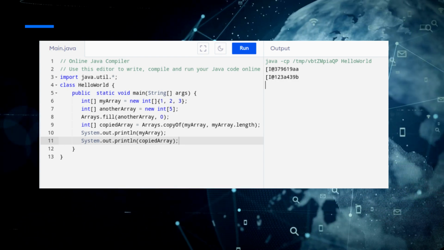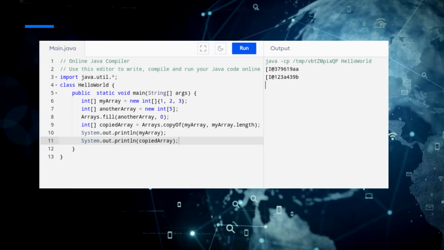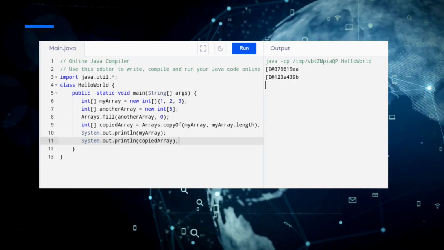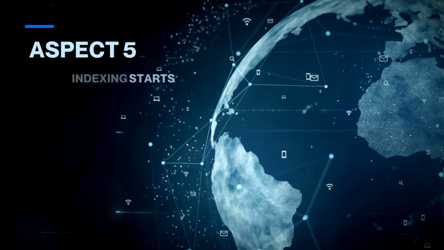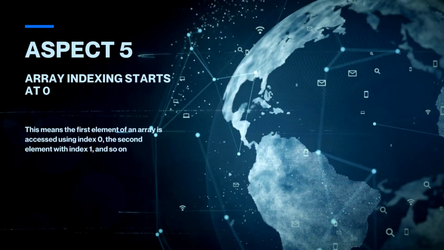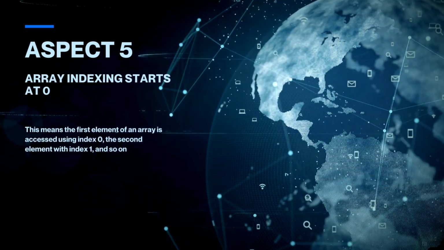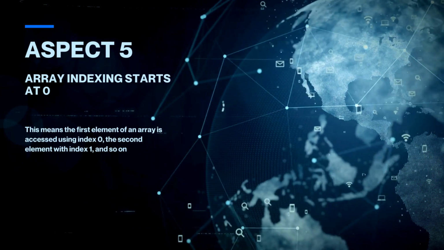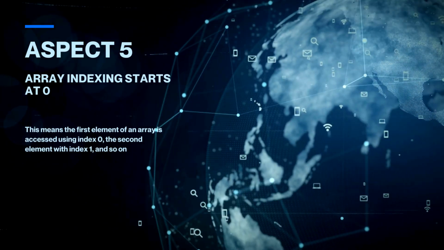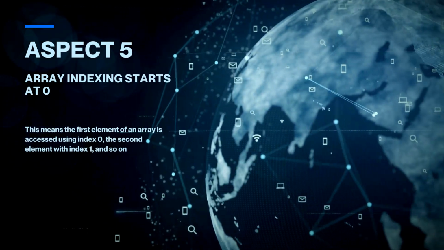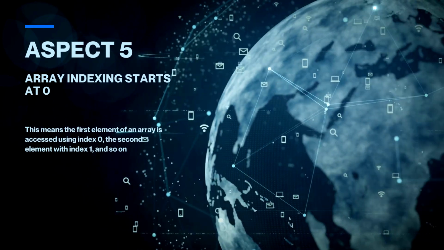Got it? Moving to the next point, aspect 5. Array indexing always starts from 0. Last but not least, array indexing in Java starts at 0. This means the first element of the array is accessed using index 0, the second element with index 1, and so on. Keep this in mind to avoid off-by-one errors.